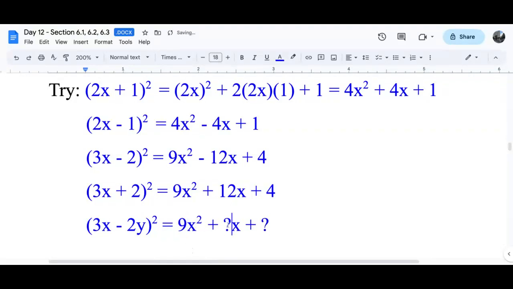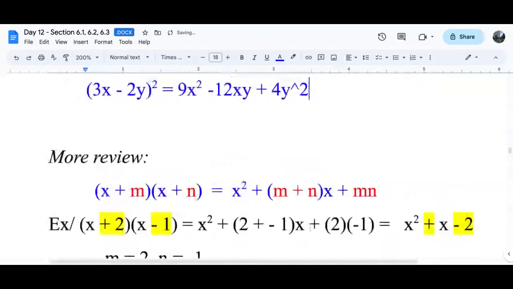9x squared plus 4y squared. The middle one, so 3x times negative 2y, that's negative 6xy. Then double it, that's negative 12xy. Okay, great. Good job, guys.